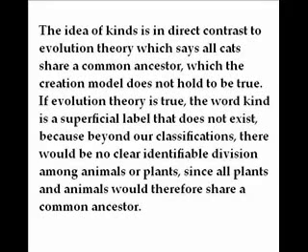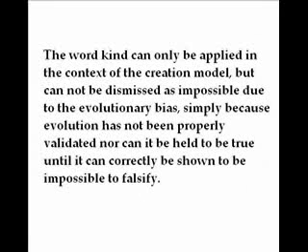If evolution theory is true, the word kind is a superficial label that does not exist, because beyond our classifications, there would be no clear identifiable division among animals or plants, since all plants and animals would therefore share a common ancestor. The word kind can only be applied in the context of the creation model, but cannot be dismissed as impossible due to the evolutionary bias, simply because evolution has not been properly validated, nor can it be held to be true until it can correctly be shown to be impossible to falsify.